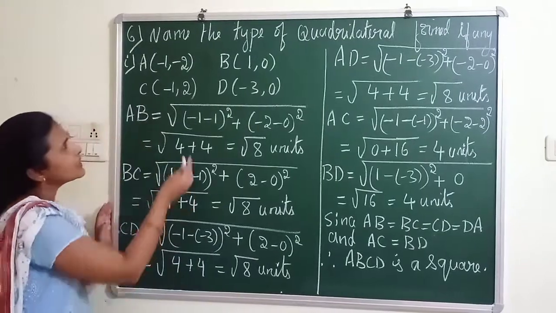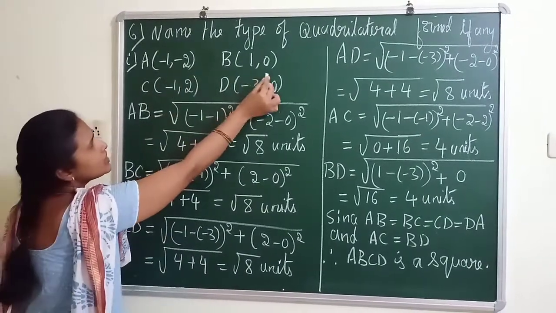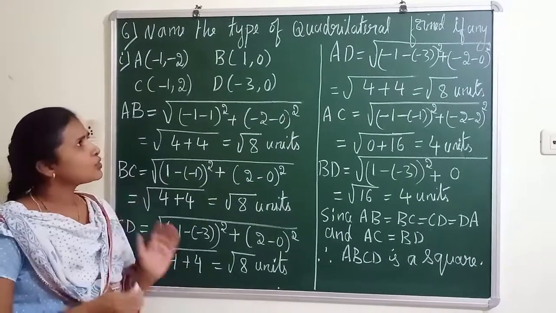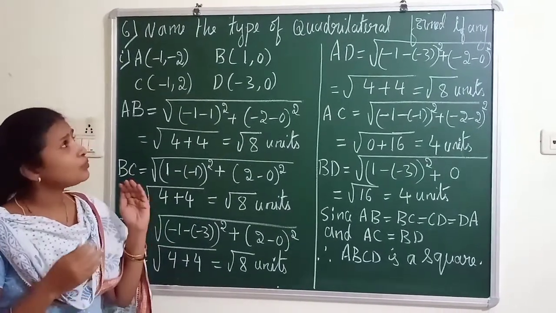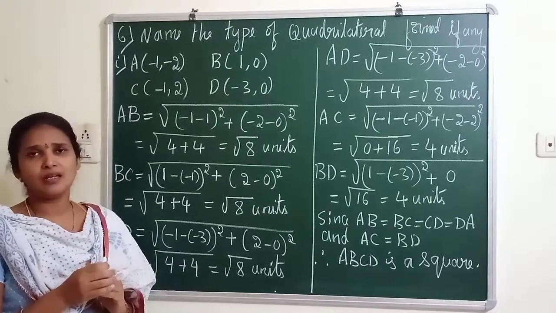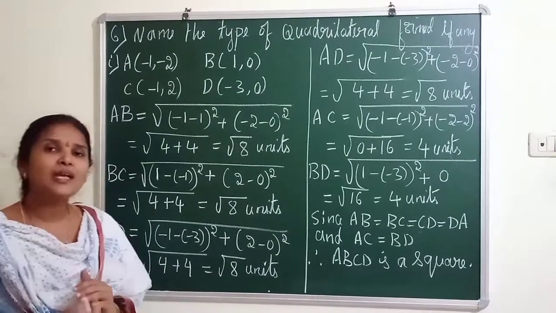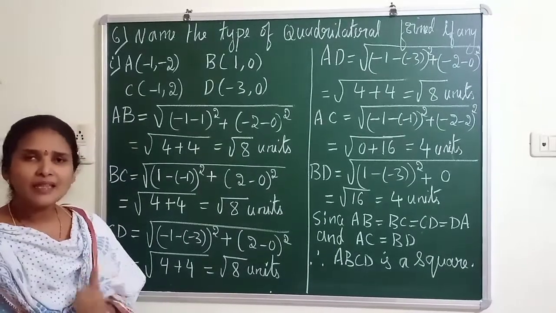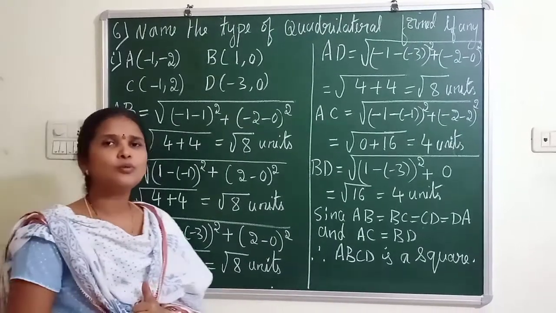The first question he has given is -1, -2, 1, 0, -1, 2, -3, 0. First we have to check whether it forms a quadrilateral. If it forms a quadrilateral, we have to name what type of quadrilateral it is. So for that again I have to find the lengths of all the sides and also the two diagonals.